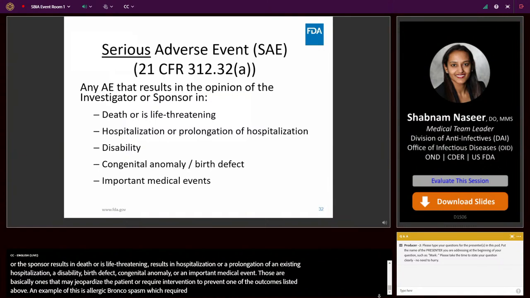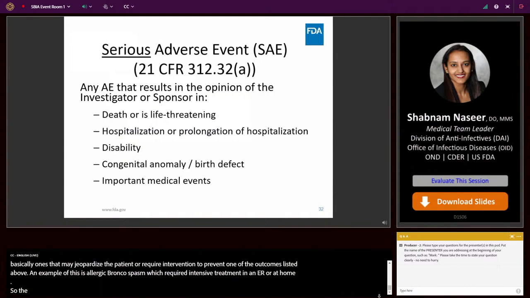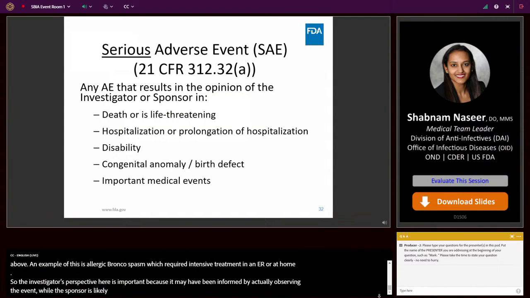So the investigator's perspective here is important because it may have been informed by actually observing the event, while the sponsor is likely to have broader knowledge of the drug and its effects to inform its evaluation of the significance of the event.